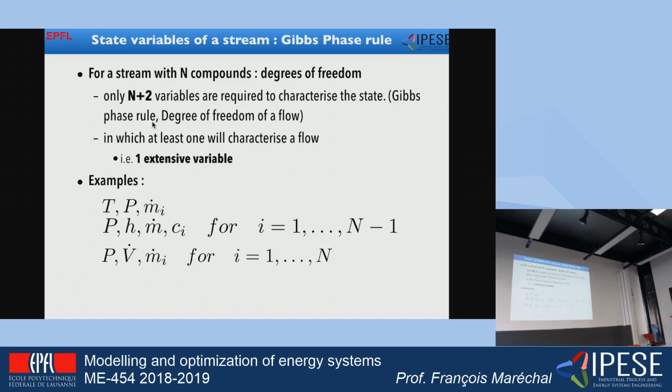So, I remind you that this is a question for the exam. What is the number of degrees of freedom that allows us to characterize the flow? It's n+2, in which n is the number of compounds, and in which at least one variable is characterizing the total flow. If I give you only intensive variables, you will not know what the flow is, because you have nothing that tells you the amount that is concerned.